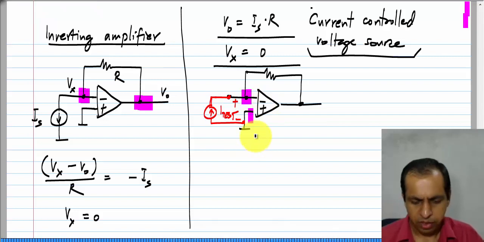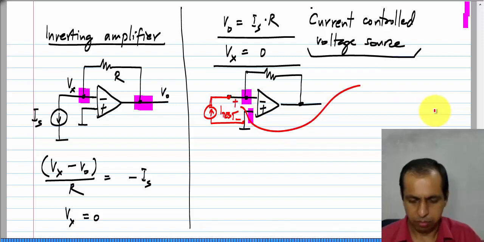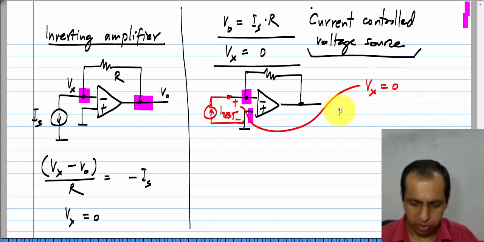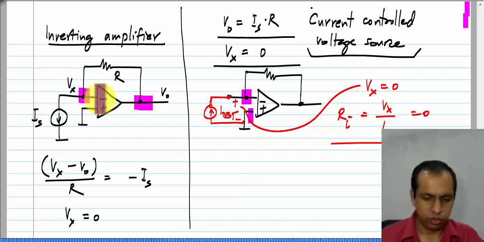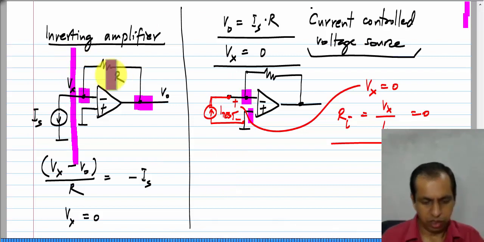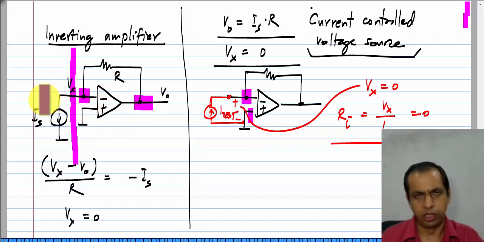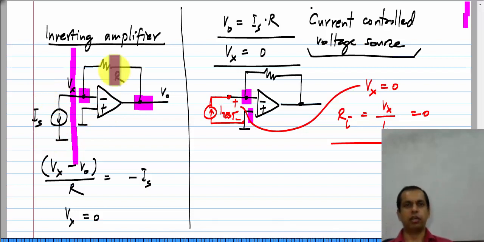So, that means that basically that voltage V x is 0. So, the input resistance R I is V x by I test, which is 0. So, the input of this circuit presents a short circuit to the source, whatever source is connected. So, it is truly a current controlled source. What I mean by that is, if the input resistance is 0, even if the current source is imperfect, the circuit will behave in exactly the same way.